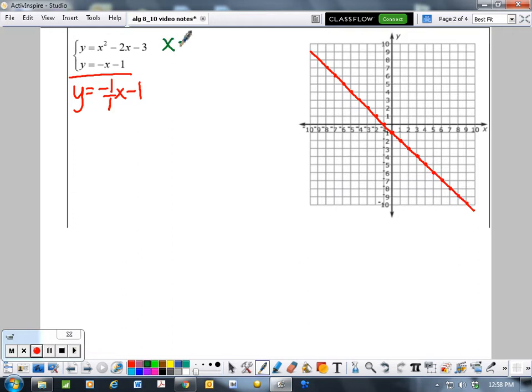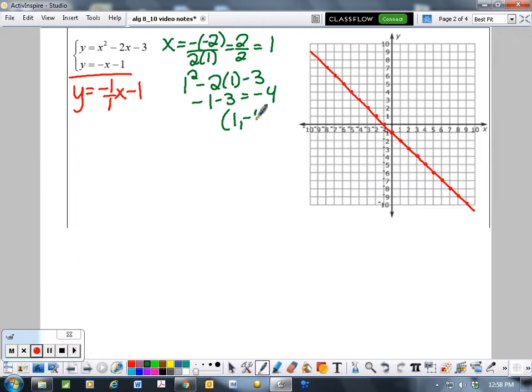And then we're going to go ahead and graph our quadratic. So x equals negative b over 2a. So 2 over 2, which is 1. And then I'm going to plug in 1. So 1 squared minus 2 times 1 minus 3 gives me negative 1 minus 3, which is negative 4. So my vertex is at 1, negative 4.